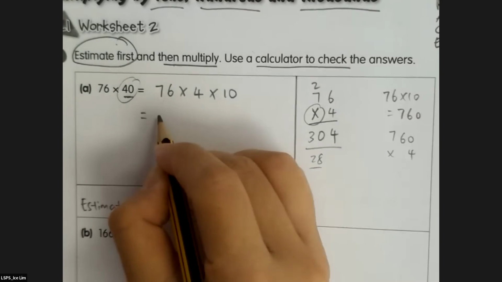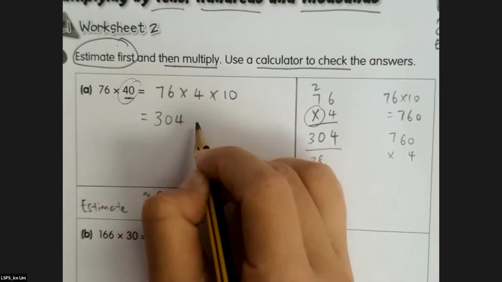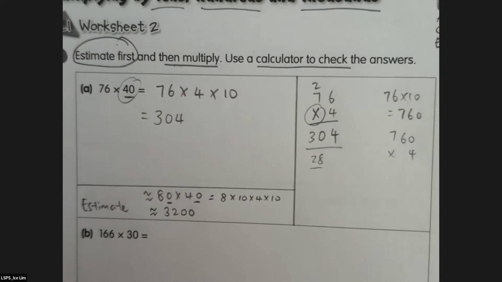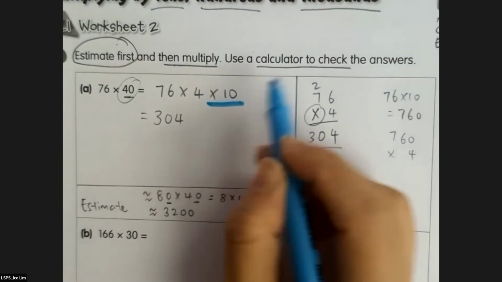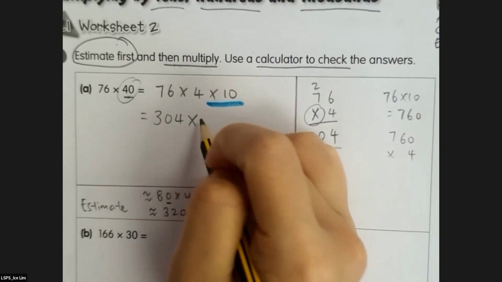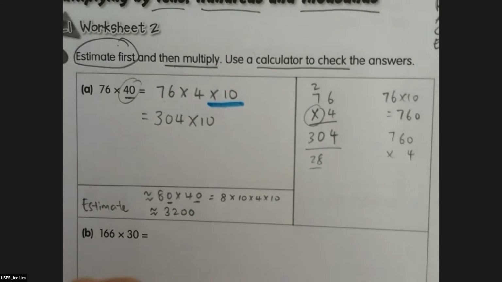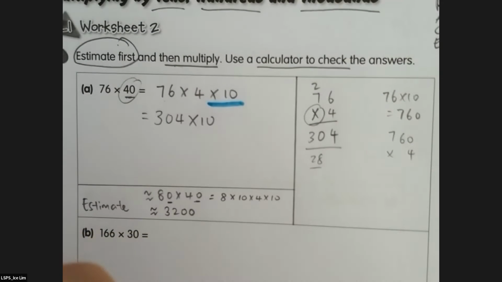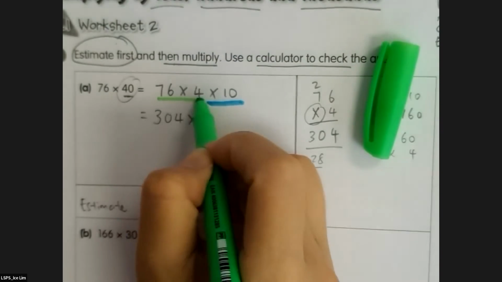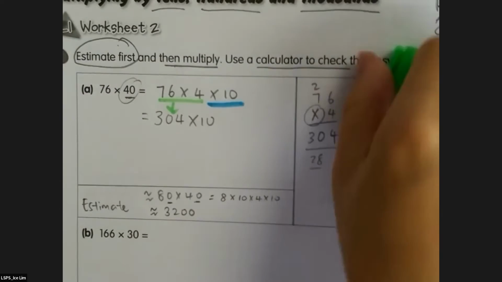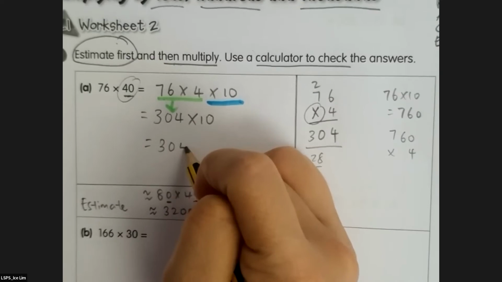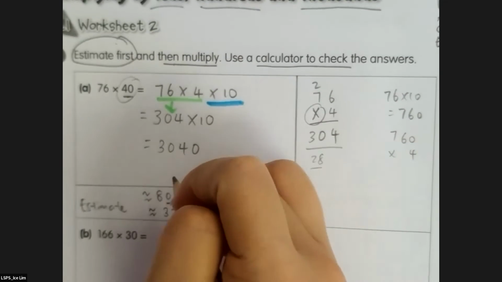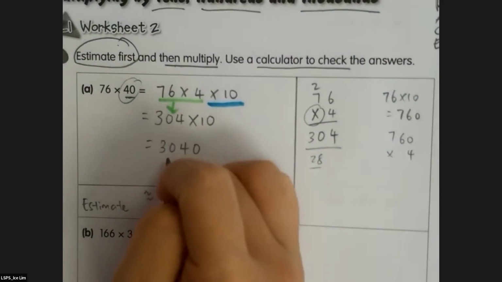Okay, so I've done this. I can write down 304. Then I cannot forget my times 10. In other words, I did this first. Okay, then I get my answer.